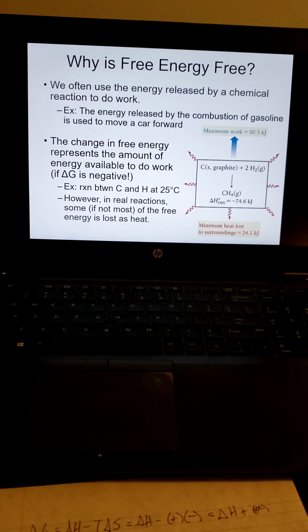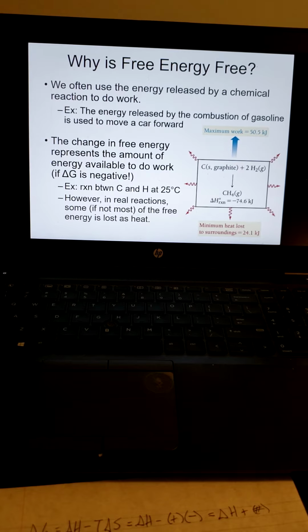We don't live in a super efficient world. Like just in this sample reaction right here, look at the efficiency. Yeah, you produced 74.6 kilojoules of energy, but you lost 24.1 to the environment, right? So if we turn that into a percentage, 24.1 divided by 74.6 times 100, yeah, that's 33% lost.